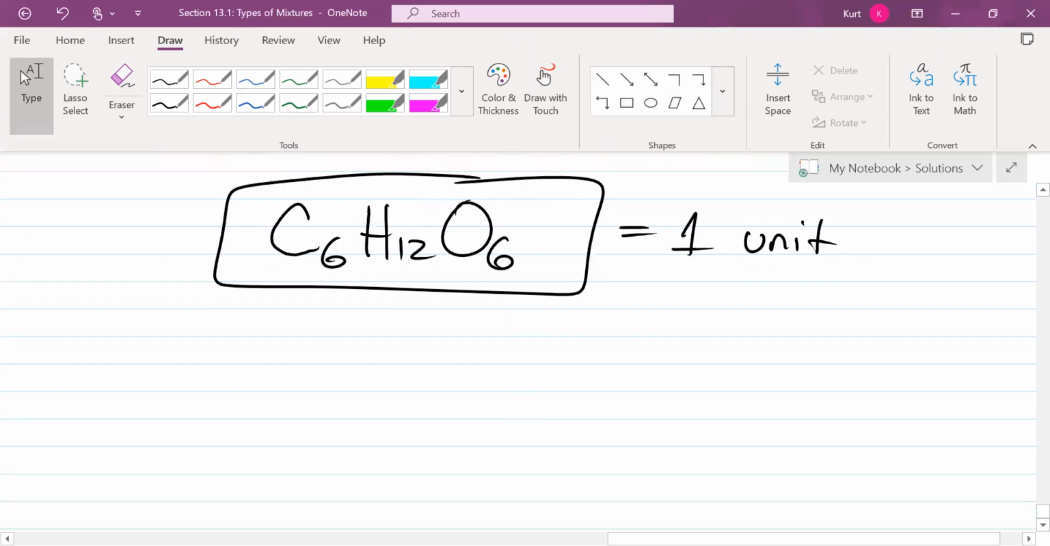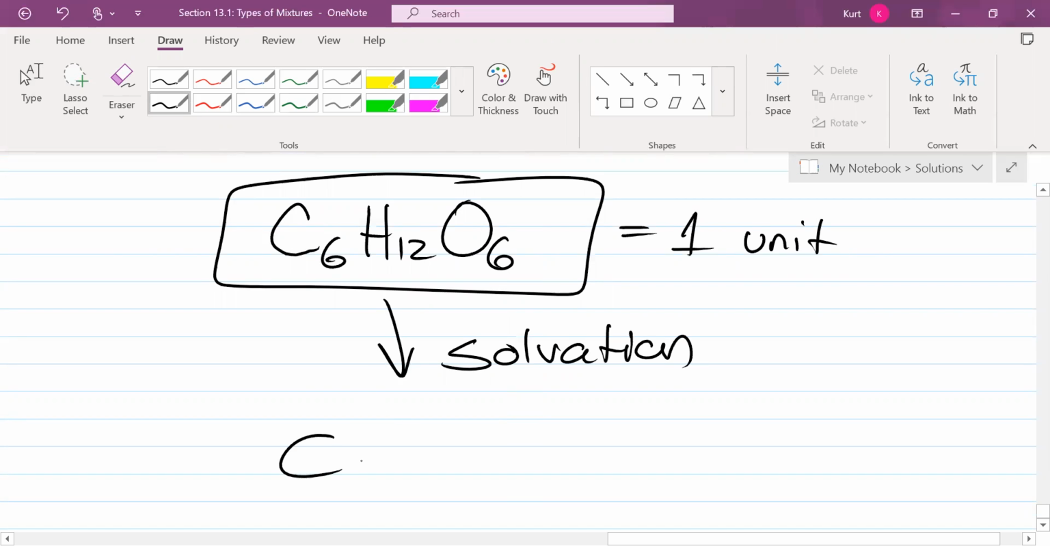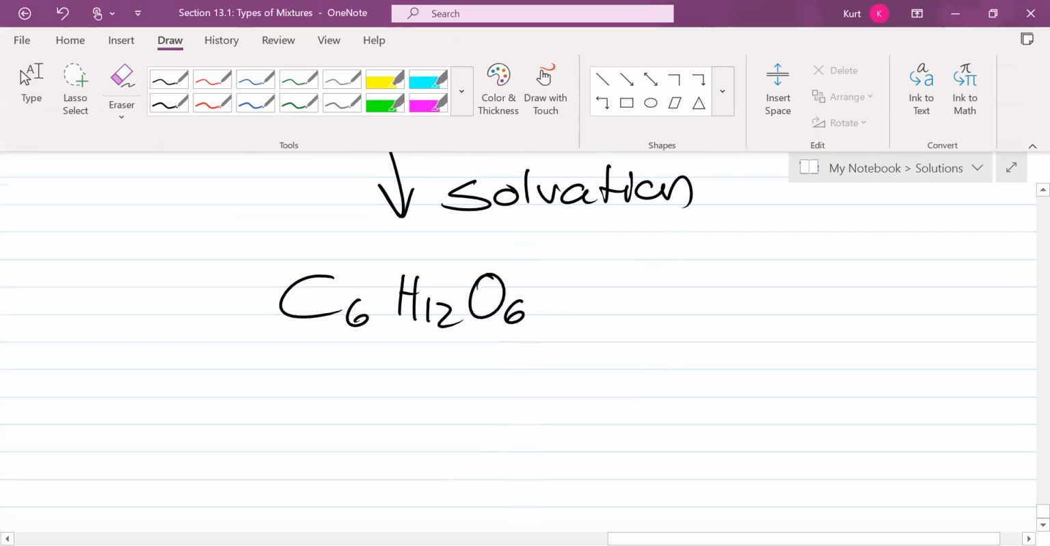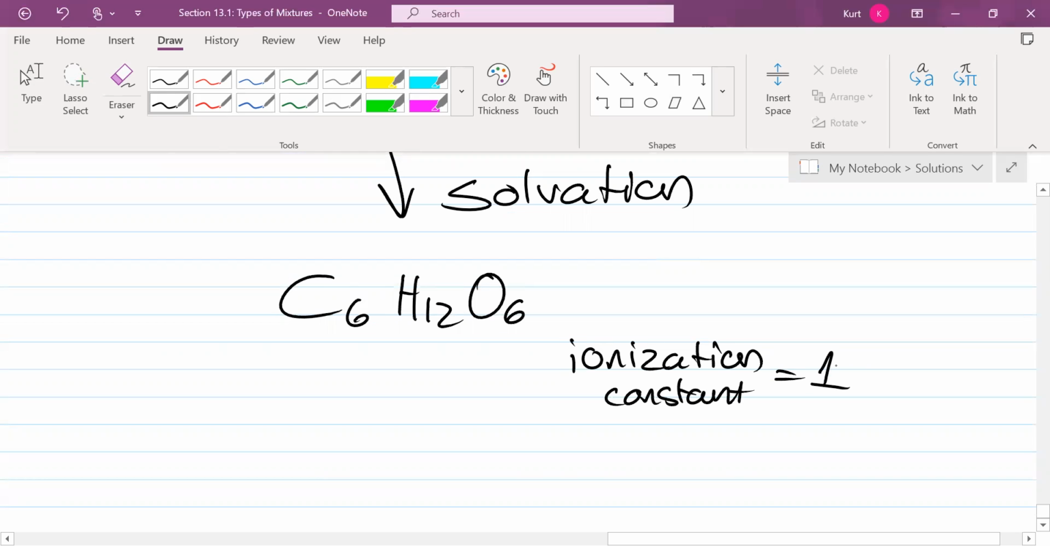No. So if it's 1 and I throw it into water, it's still going to be 1. And so its ionization constant is 1. It does not dissolve into its own little itty bitty atoms.